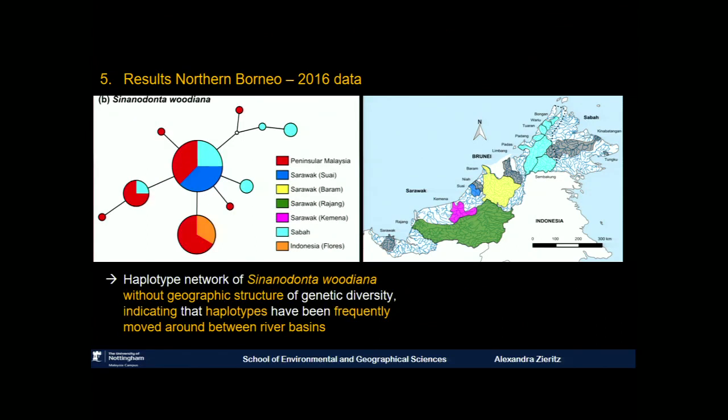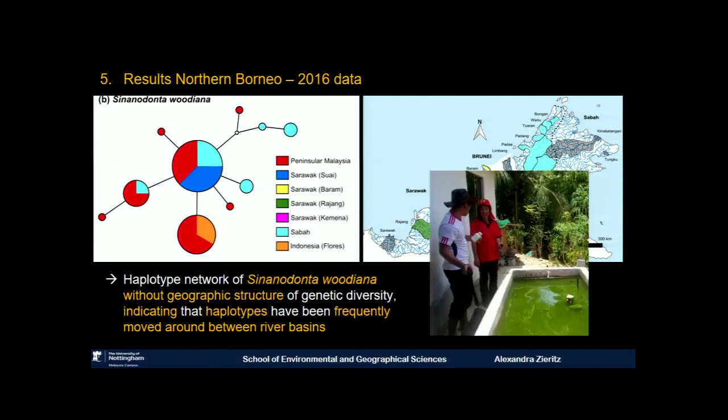Very different for this Chinese species. We have haplotypes all over the place, the same haplotype, for example, here on the east of the Wallace line, and also here in Peninsular Malaysia. So these obviously have been transported by people between the islands, and this is also what we find when we talk to people, especially in Sabah. They're eating them, and they like to have more of them, so they're putting them into rivers, into different ponds, all over the place.